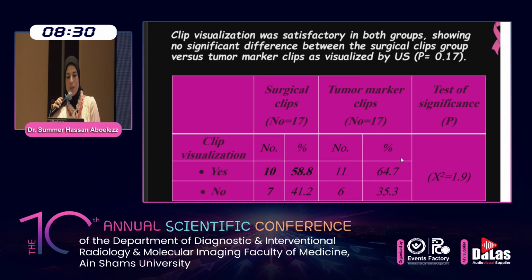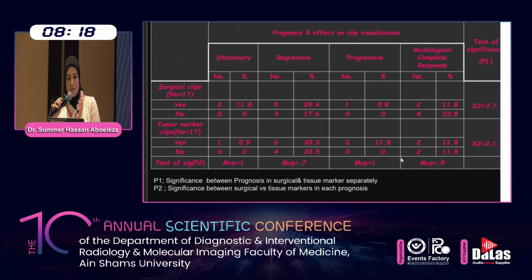Our results showed that clip visualization was satisfactory in both groups, with no significant difference between the surgical clip group versus the tissue marker clips as visualized by ultrasound, with a p-value less than 0.5. We also found in our study no significant relation between the type of tumor response after neoadjuvant chemotherapy and clip visualization after the treatment in each type separately, as well as no significant relation with different responses and visualization of both clips.